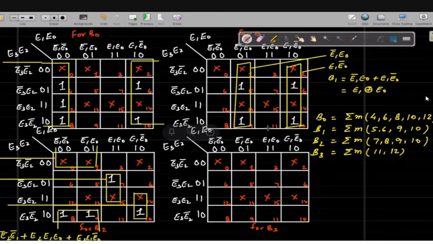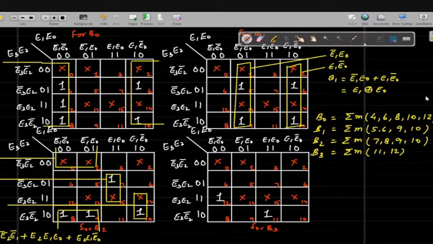Now let's take the final round for B3, minterms 11 and 12. Let me map only two main terms, 11 and 12, in this map. So here is 11 and here it is 12. Now tell me, what is possible? One quad and one pair.